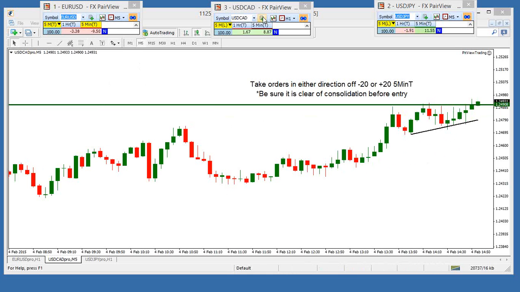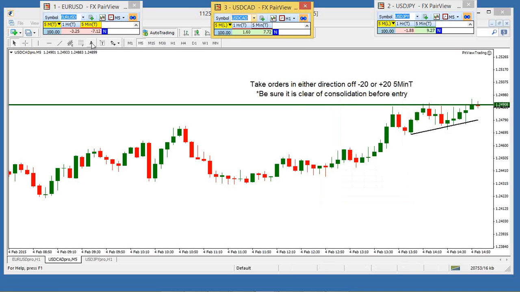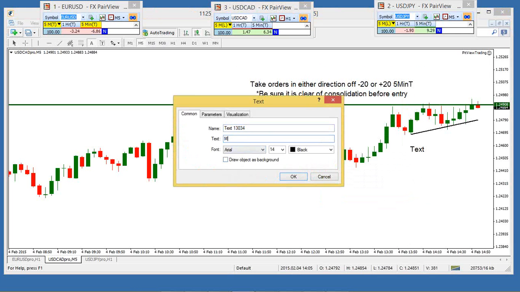Now the minimum stop, looking at dollar Canadian, this one has a very tight spread of like 2 pips. So on the minimum stop and profit level, I usually go for a minimum of 10 pips. You can go 8 if you'd like, but I would say make it 8 or 10 pips. Or 10, I'm going to put 10 pips on this.